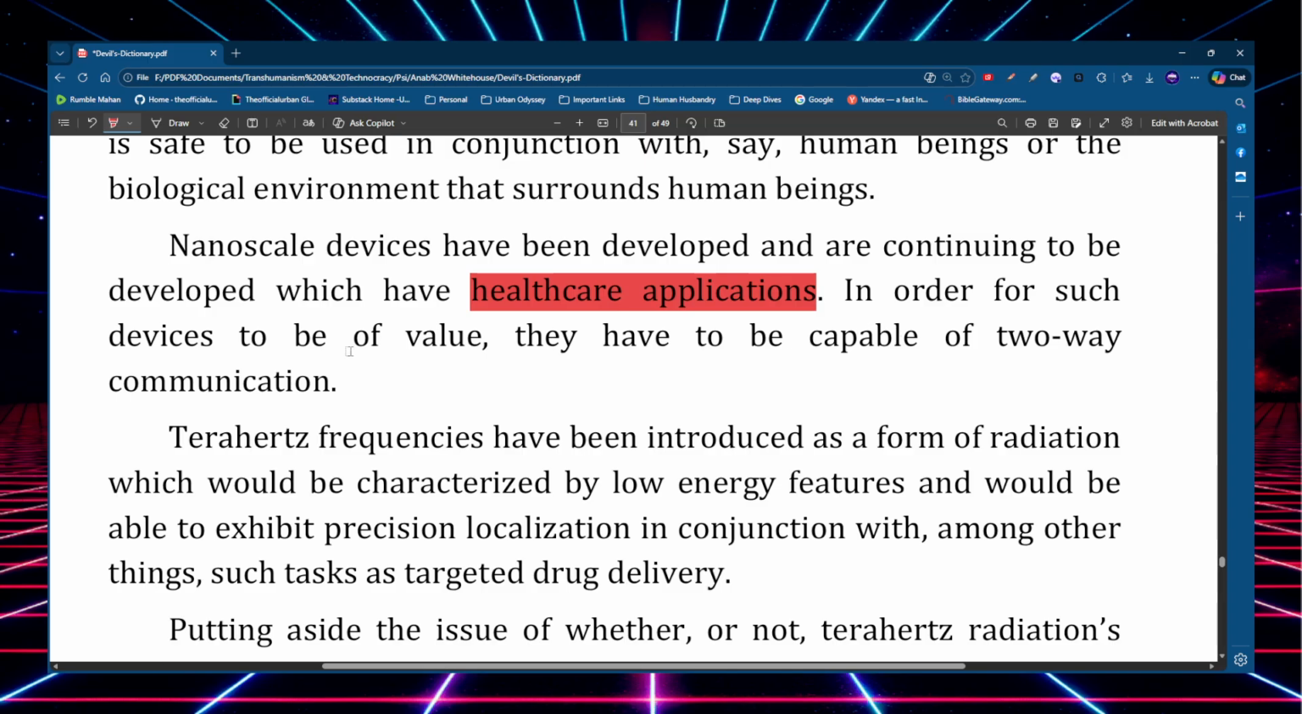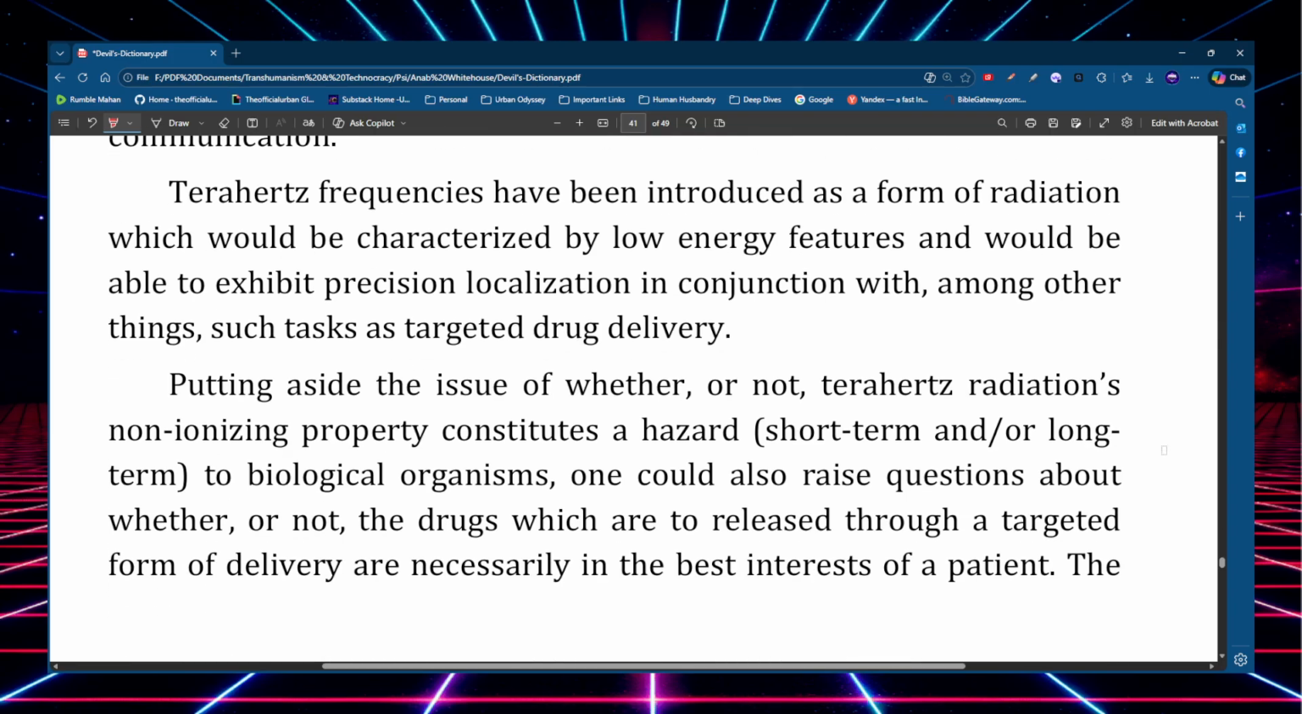In order for such devices to be of value, they have to be capable of two-way communication. Terahertz frequencies have been introduced as a form of radiation which would be characterized by low energy features and would be able to exhibit precision localization in conjunction with, among other things, such tasks as targeted drug delivery, basically wireless. They'll just use this technology to put the drugs in you without you having to take any medicine. It's just wireless. They do have this technology, and I'm sure we will get into that in future parts.